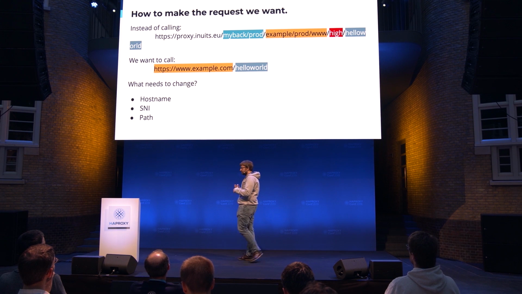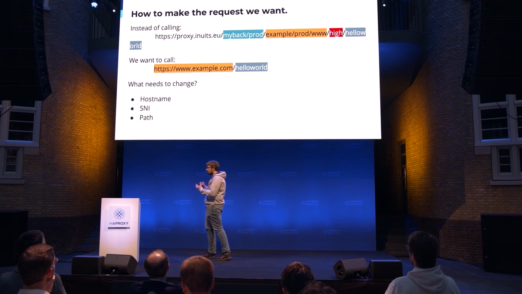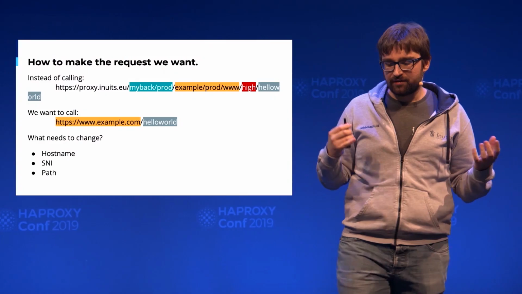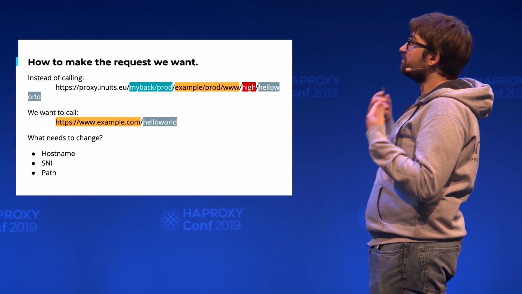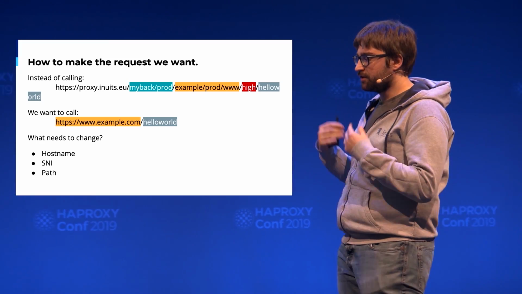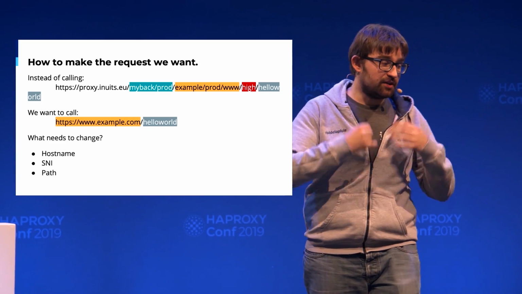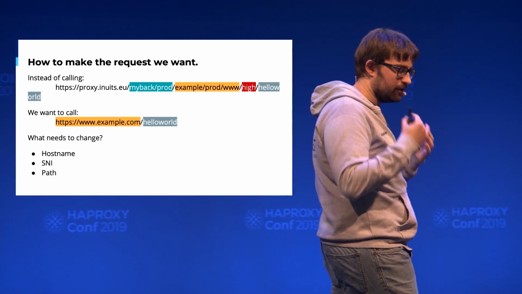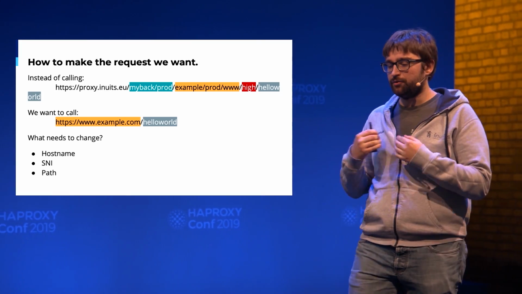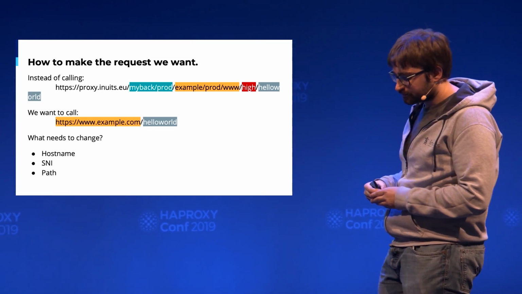So what do you need to change from that request to make it like a real request? So the first thing is that you will want to change the hostname header, right? Because now the header will be like proxy.inuits.eu. The host header is not correct, because in this case, you would expect it to be like example.com.